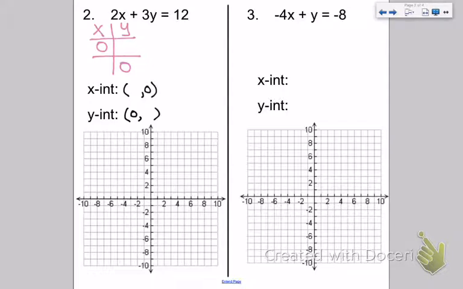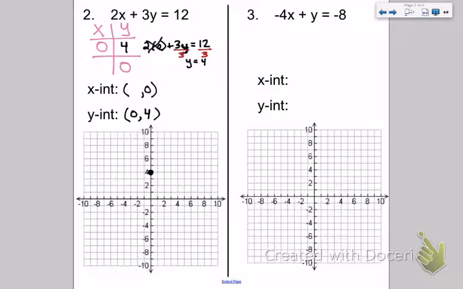So if I plug in 0 for x, 2 times 0 plus 3y is equal to 12. I get 2 times 0 is just 0. So if I have 3y equal to 12, I need to divide both sides by 3 because I have to get y by itself. Once y is by itself, 12 divided by 3 is 4. Therefore, my y value when x is 0 is 4. So I'm going to go ahead and fill that in my y-intercept and plot that on my graph.